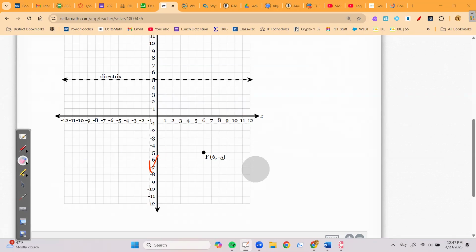The coordinates of the vertex you said are 6 and 0. So 6 is going to replace h, 0 is going to replace k. And since it's a vertical parabola, what are we going to start with?